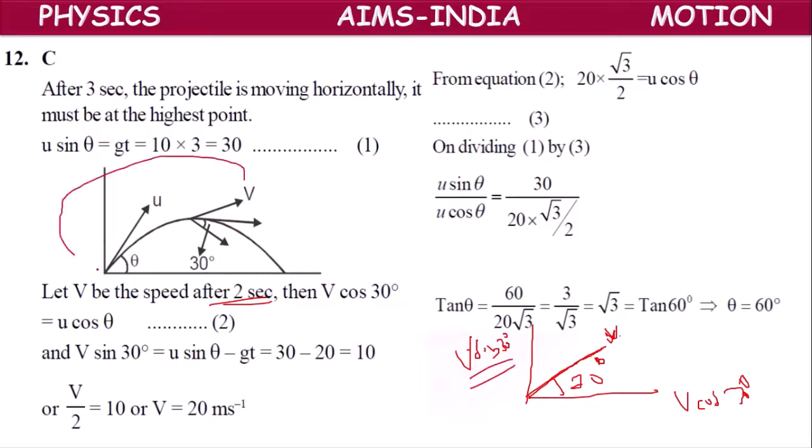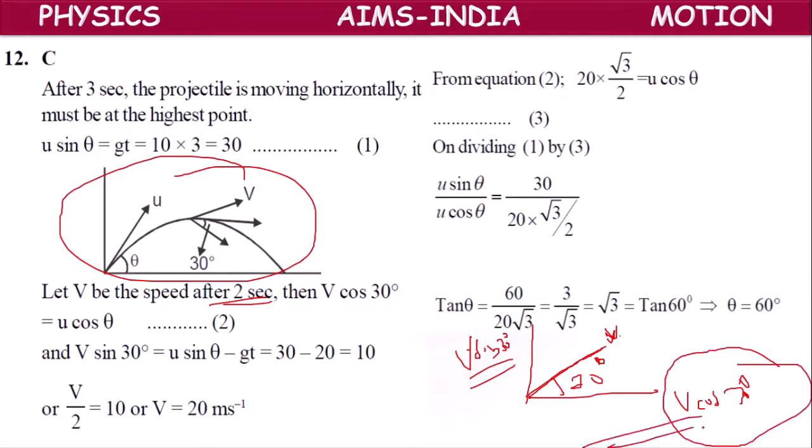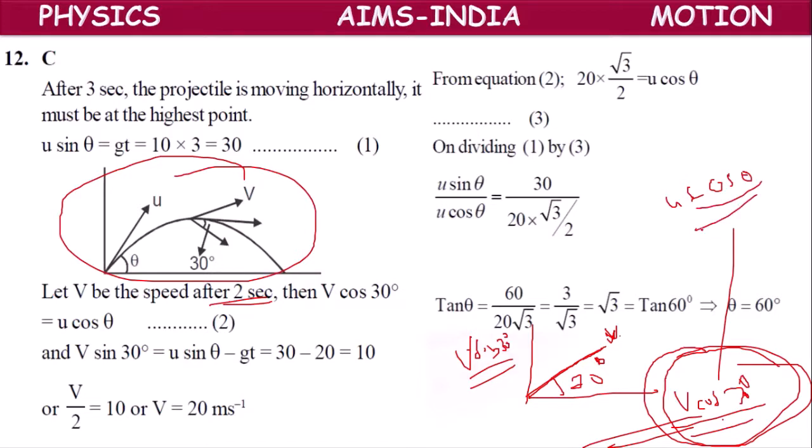But in projectile motion, the horizontal component of velocity is always the same because there is no force acting in the horizontal direction. So v cos 30 is equal to u cos theta, which is always equal. So v cos 30 equal to u cos theta. That we have got one relation.